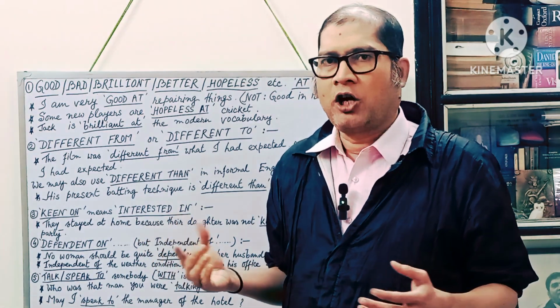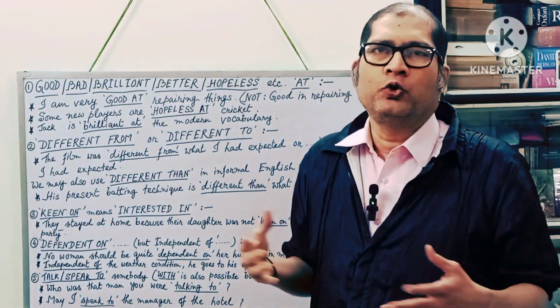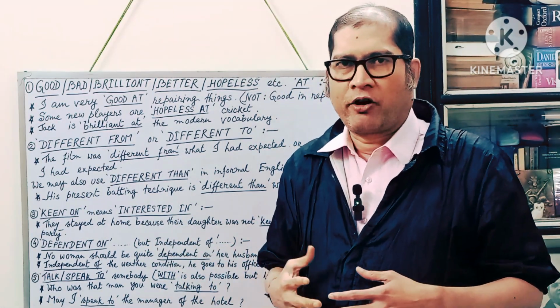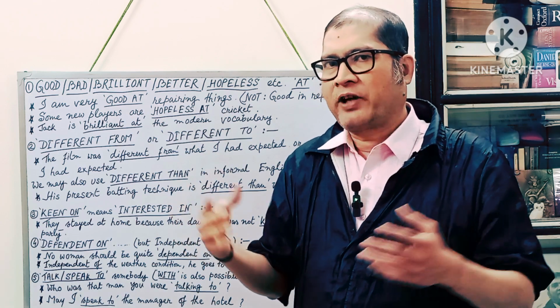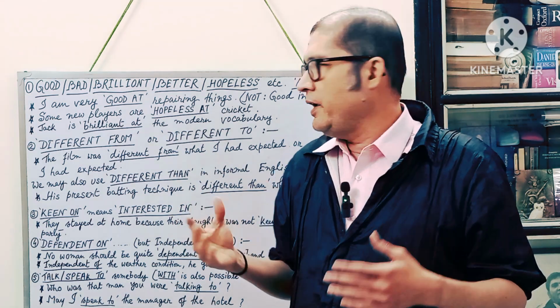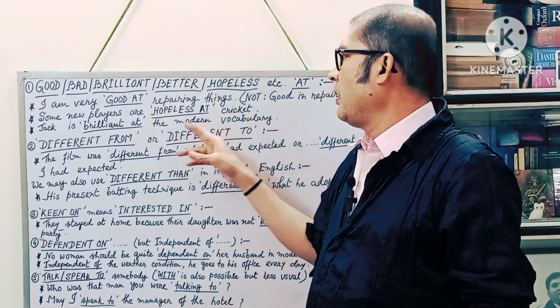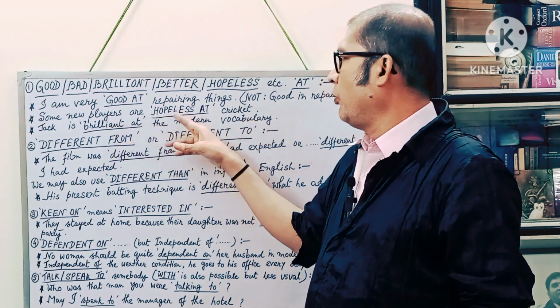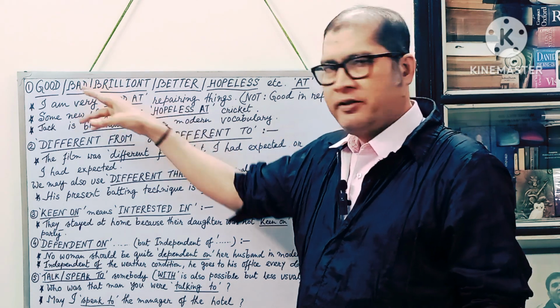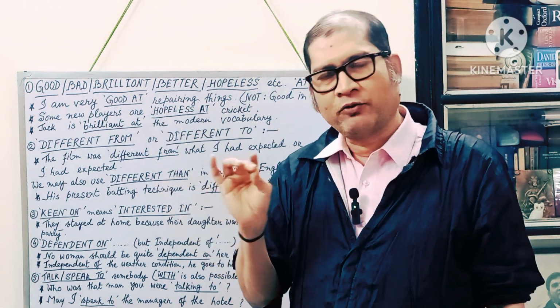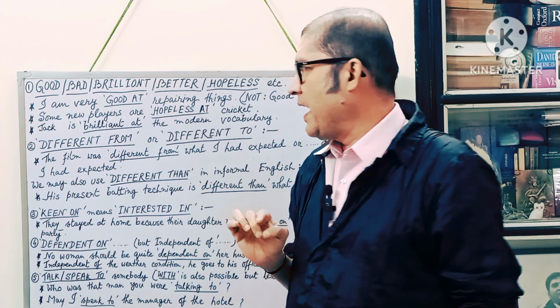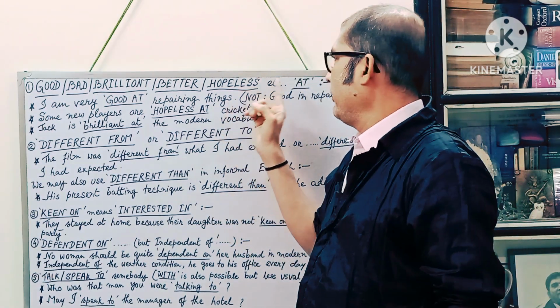You may say this, or you may say that I'm not so good at the modern vocabulary, I use the old vocabulary. So whenever you use a noun or a noun phrase after brilliant, hopeless, good, bad, do not forget this. You have to use at. Now, etc.